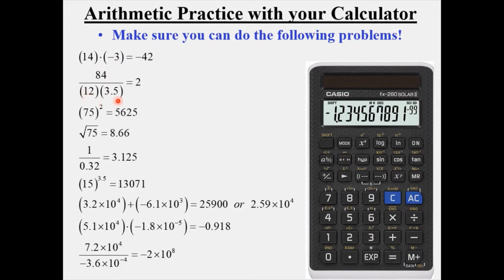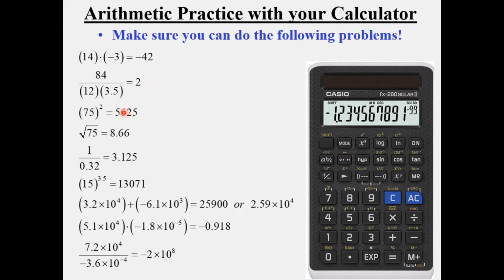This is another one that a lot of students make mistakes with. If you have an expression 84 divided by 12 times 3.5, all down here in the denominator, do this on your calculator and make sure you get the correct answer of 2. A lot of students will type in 84 divided by 12 times 3.5, and that is not correct. The correct way to do this on your calculator is 84 divided by 12 divided by 3.5, or use parentheses around these two numbers if you're going to multiply them. Either way, make sure that you get this right number so you don't make this mistake on the homework or on a quiz.